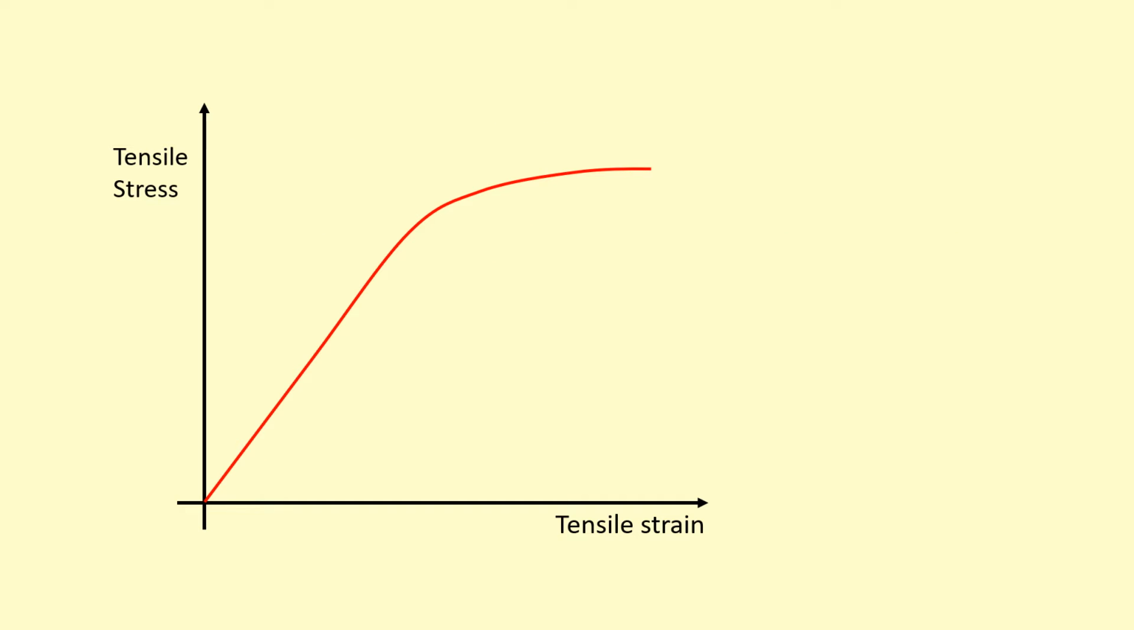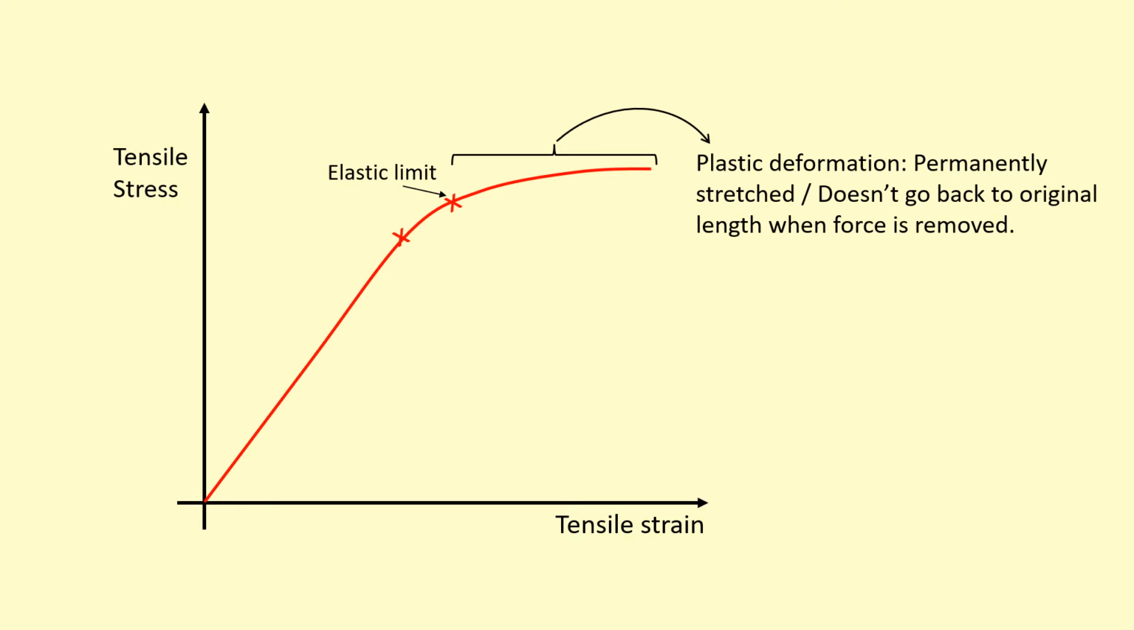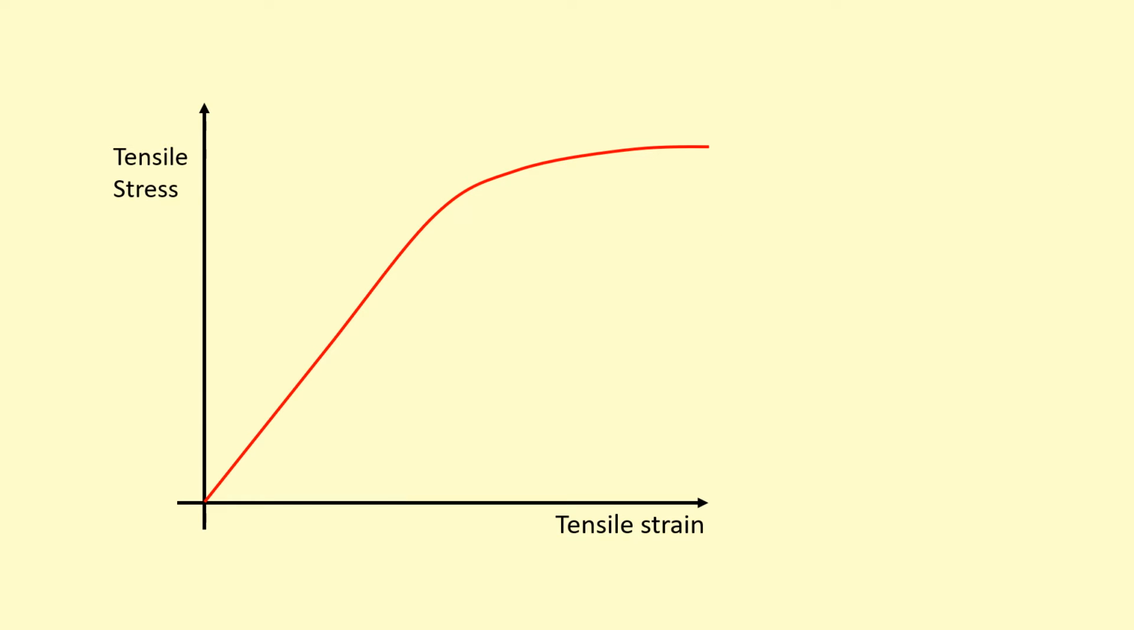If you carry on stretching it, it goes beyond the limit of proportionality where it stops being a straight line, and then it goes beyond the elastic limit, and beyond that point it's going to undergo plastic deformation, which means that it's permanently stretched, or basically it doesn't go back to the original length when the force is removed. If you continue stretching it, it will fracture. So fracture basically means break.